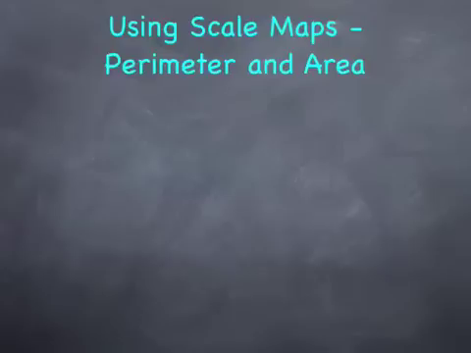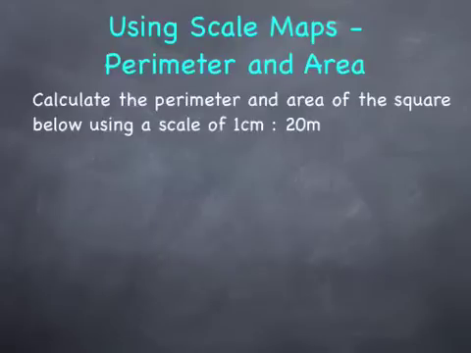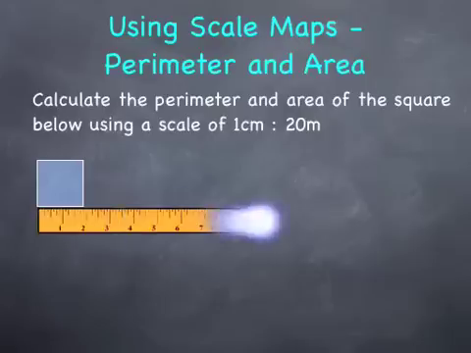Okay, using scale maps to calculate perimeter and area. As an example, let's look at this one. Calculate the perimeter and area of the square below using a scale of 1 centimetre is to 20 metres. So if that square, we'll assume it's on a page, every centimetre on that square is worth 20 metres in real life. So the first step is to measure the side lengths.